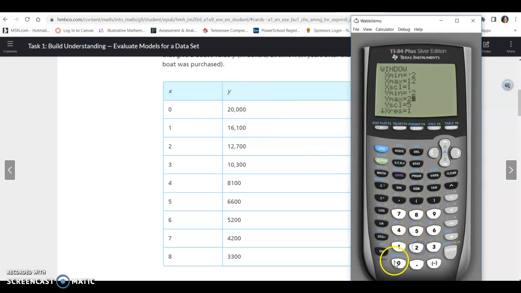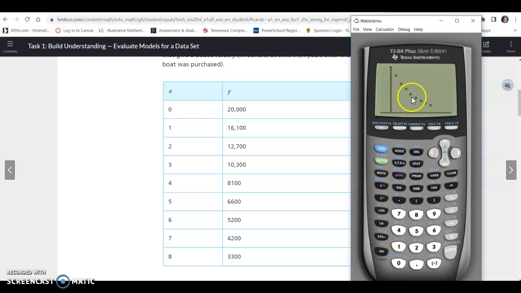So let's put in 20,100. All right, and the scale, we want to go by 5s, 10s, 50s, 100. Let's go by 500s here because these numbers go all the way from 33 up to 20,000, and this will just make the data fit the graph a little bit better.